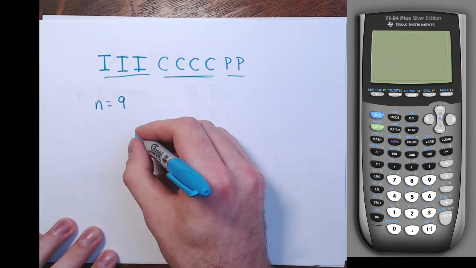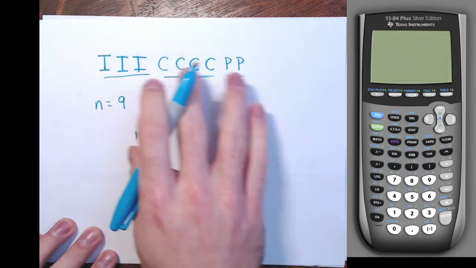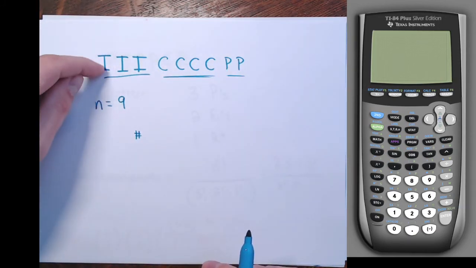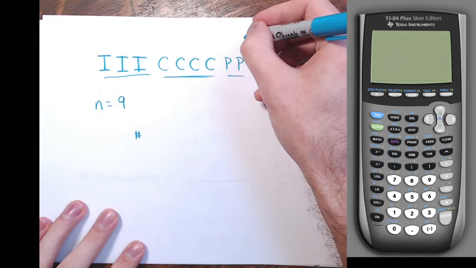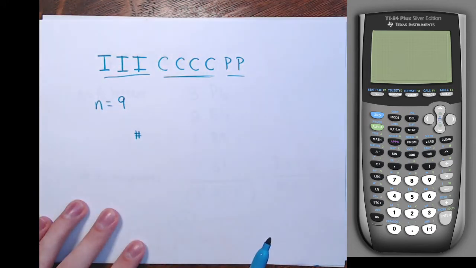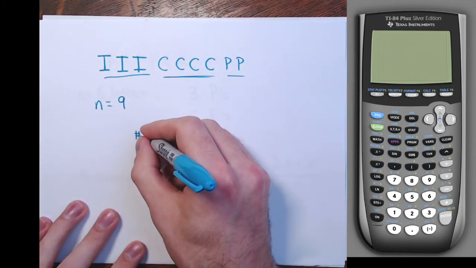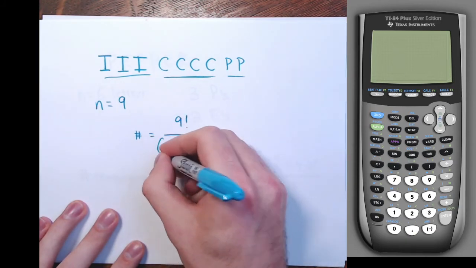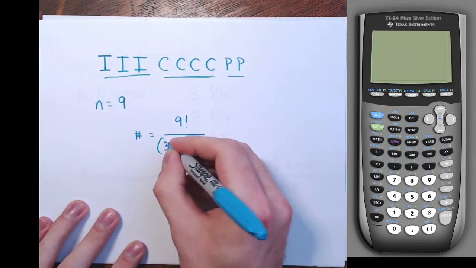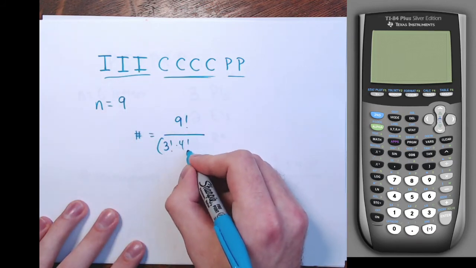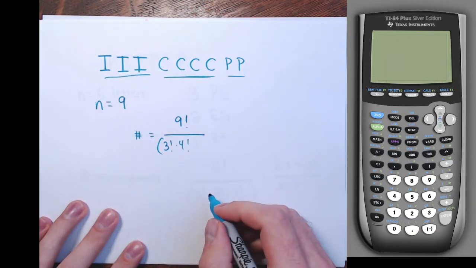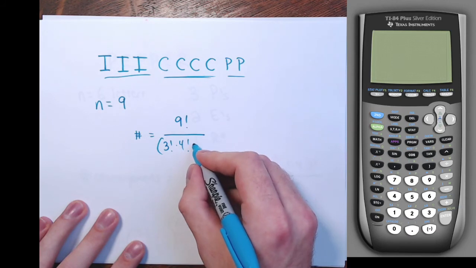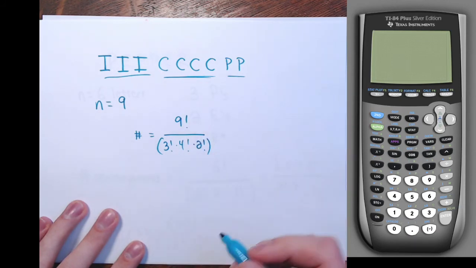So the number of orders that these could be put in, say kid 1 gets, and this would be kid 1, kid 2, all the way up to kid 9. The number of ways that these could be doled out to these 9 kids would be 9 factorial divided by, and then in the denominator, 3 factorial for the 3 I's times 4 factorial for the 4 C's, the cupcakes, times 2 factorial for the 2 bowls of pudding.